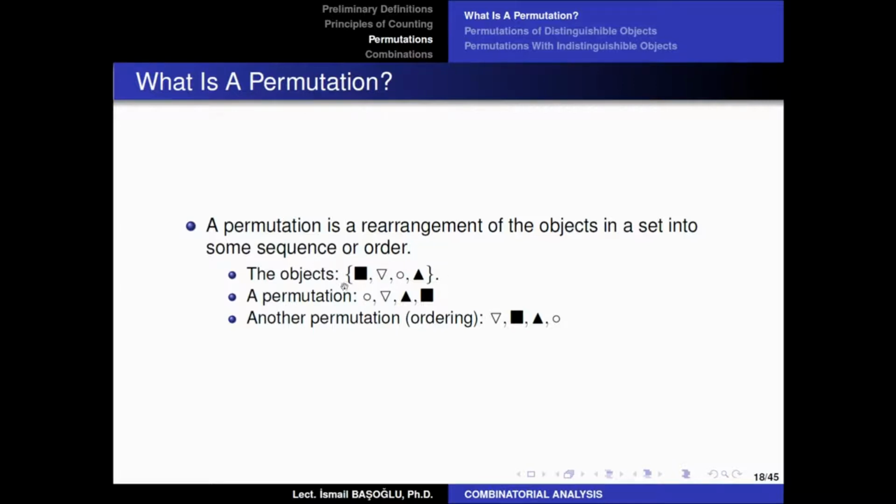So just like here, we have a set of objects. We have a black square, a white triangle, a white circle, and a black triangle. Now, a permutation of these objects is an ordering of these objects. So you see we have a possible ordering. We put the white circle into the first position, white triangle in the second position, the black triangle in the third position, and the black square in the fourth position. Now, the next one is another permutation. You see we have a set of objects, and a permutation is a rearrangement or an ordering of these objects.